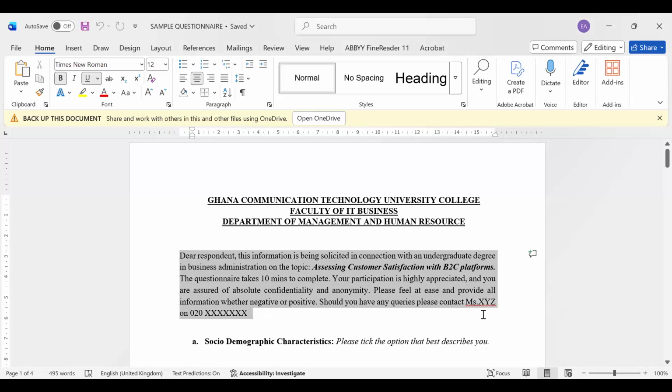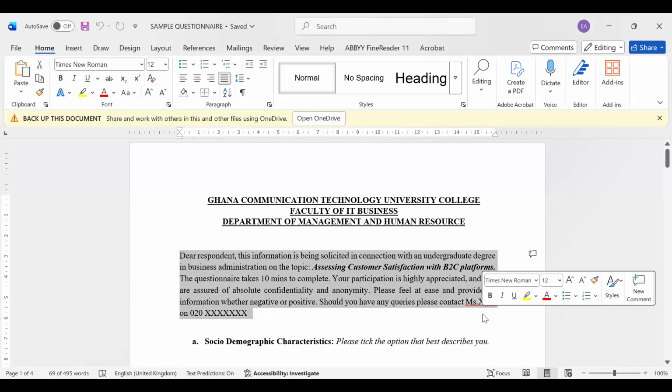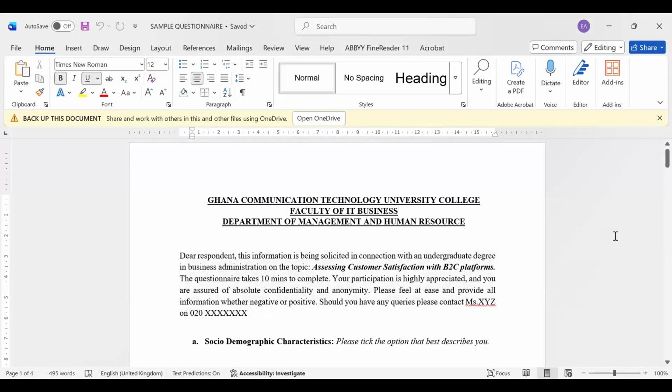So somebody should read this one for us. Dear respondents, this information is being solicited in connection with an undergraduate degree in business administration on the topic assessing customer satisfaction with B2C platforms. The questionnaire takes 10 minutes to complete. Your participation is highly appreciated and you are assured of absolute confidentiality and anonymity. Please feel at ease to provide all information, whether negative or positive.